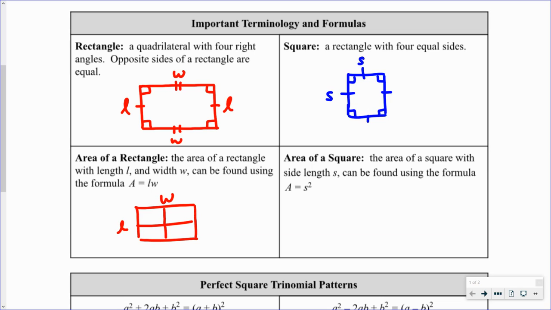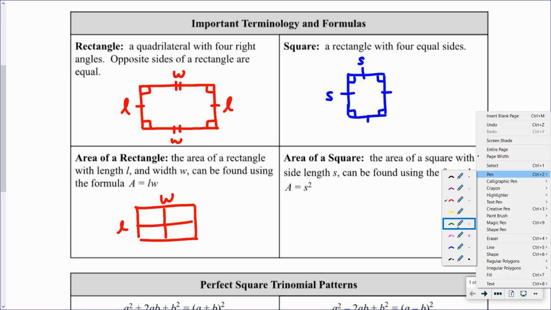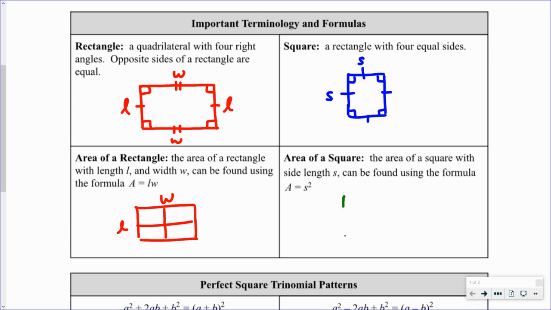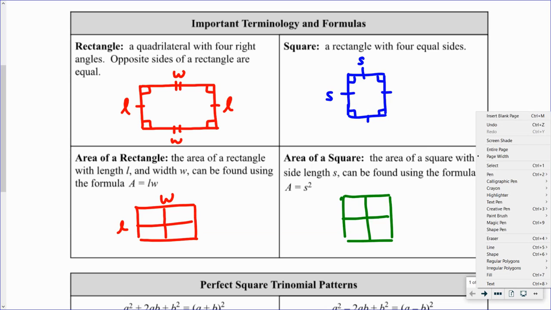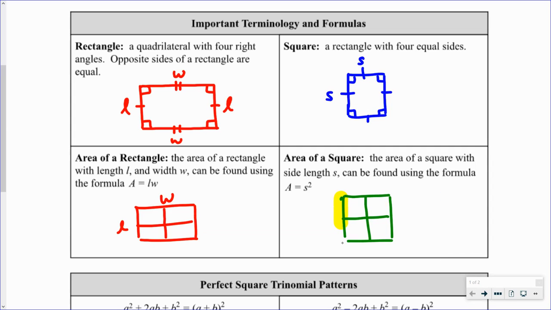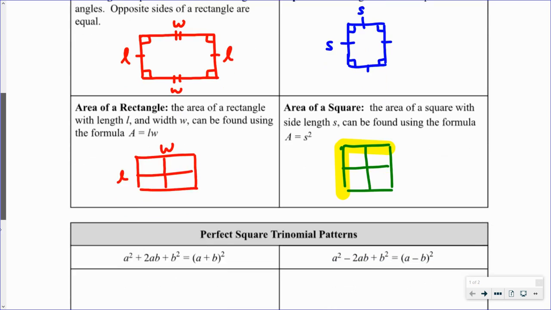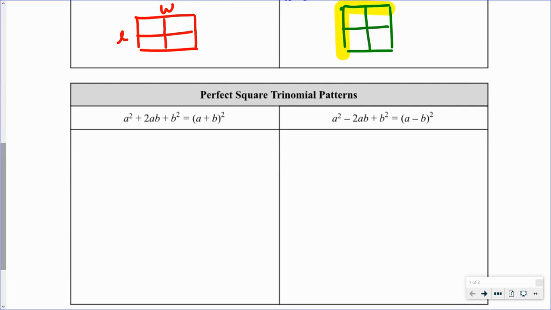Now, the areas that we're going to look at today are going to be perfect squares. So the rectangles that we're going to use in our area model are going to be perfect squares. What that means is that in order for the rectangle to be a square, the length and the width are going to have to be identical. Okay, so keep that in mind. So, perfect square trinomial pattern.